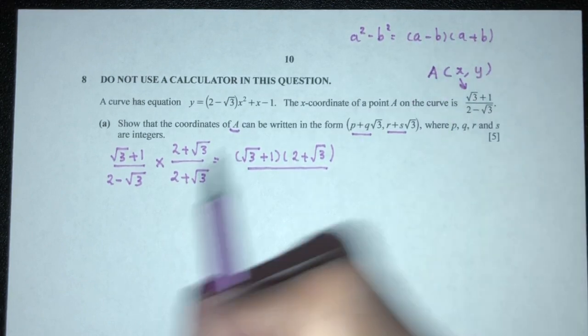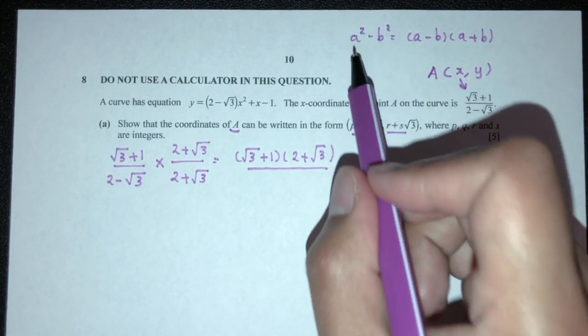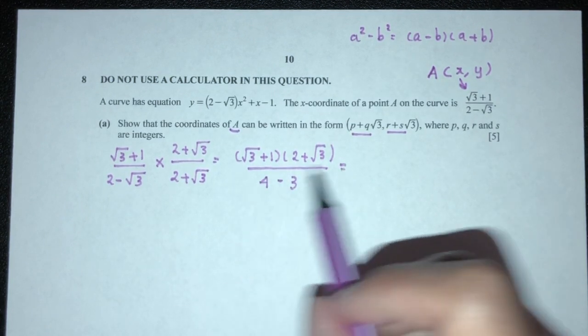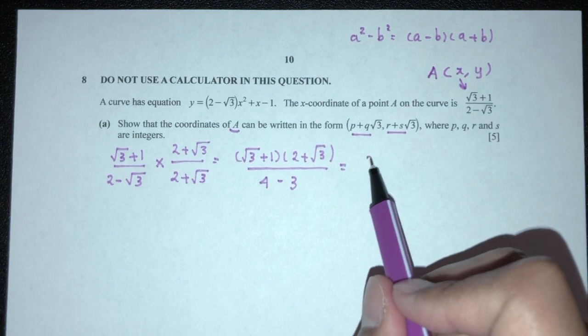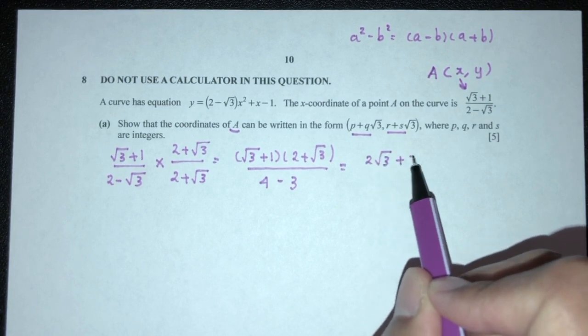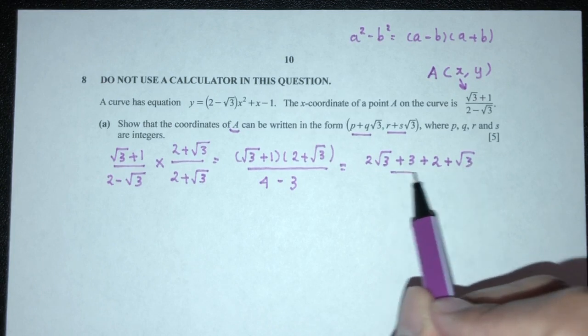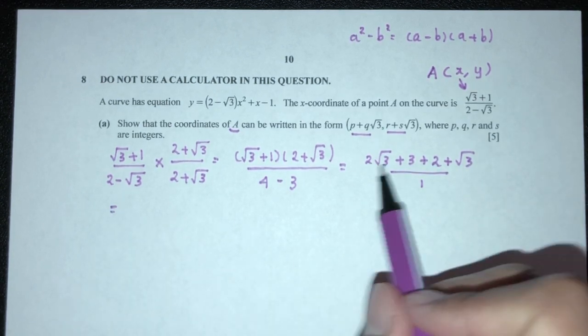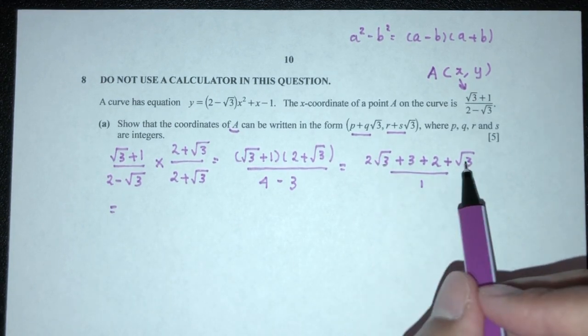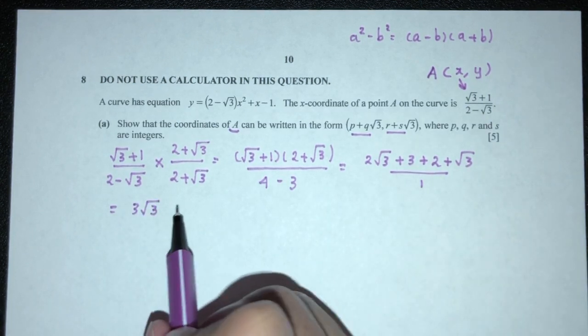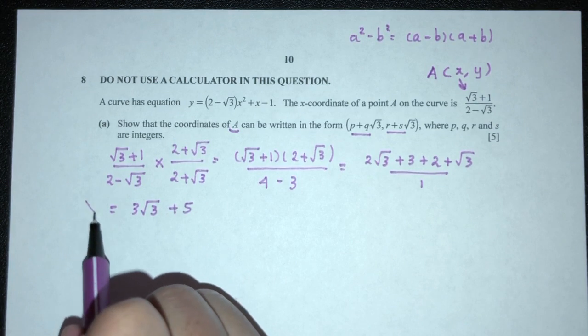So here the denominator will be 4 minus 3. Now we expand the numerator, which becomes 2 root 3 plus 3 plus 2 plus root 3, over the value of 1. That will be 3 root 3 plus 5. That is the x point.